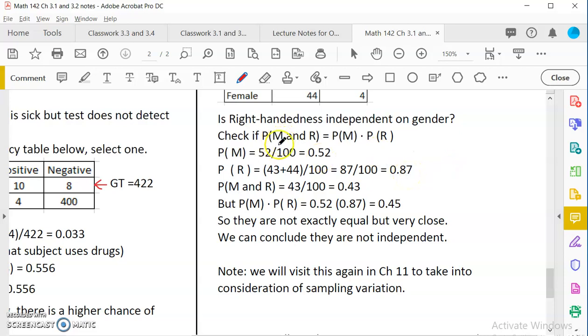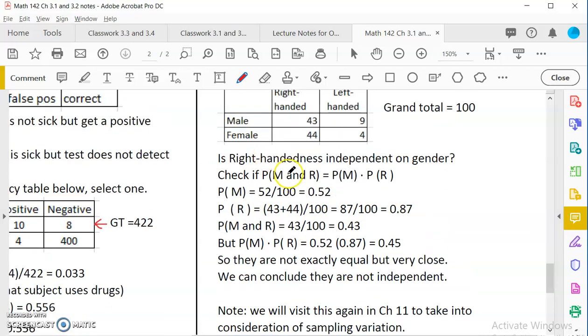Okay, so we will just do the probability of male first. How many males are there? So 43 plus 9 is 52, so 0.52. How many right-handed, over the grand total, is 0.87. So what is the probability of male and right-handed? Male and right-handed is this number, 43 over 100, is 0.43. All these are over 100. We're not looking at conditional, so it is like that.